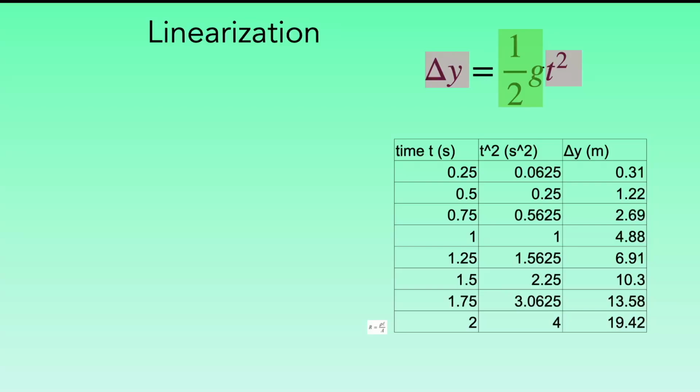Really easy to do in a spreadsheet. I would just do in that top line there, equals, and then I'd click on the cell next to it and do squared. And then fill it down and it would automatically populate that whole thing. So on the x-axis, I graph that t squared. On the y-axis, I graph that delta y.